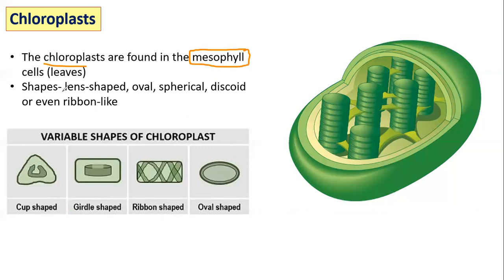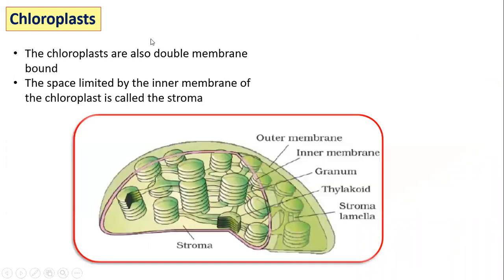There are different shapes of chloroplast: lens-shaped, oval-shaped, spherical, discoid, and ribbon-like. So various kinds of chloroplast, depending upon the shape, are present around us. Clear? Next, as I've already mentioned, chloroplast is a double membranous structure. Just study this as well.